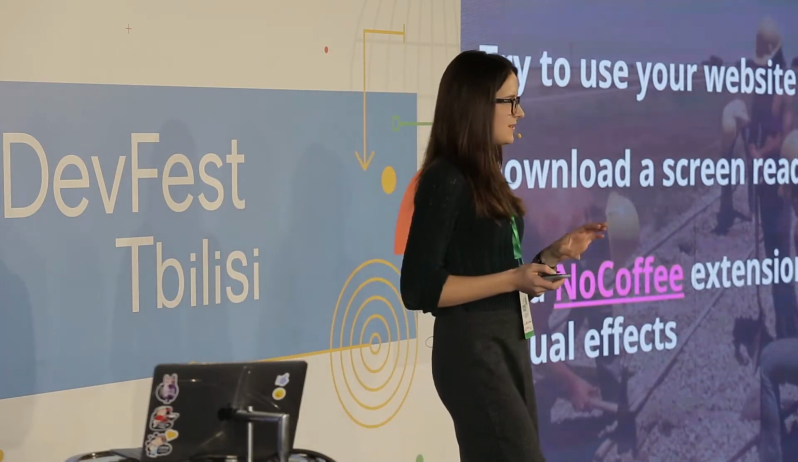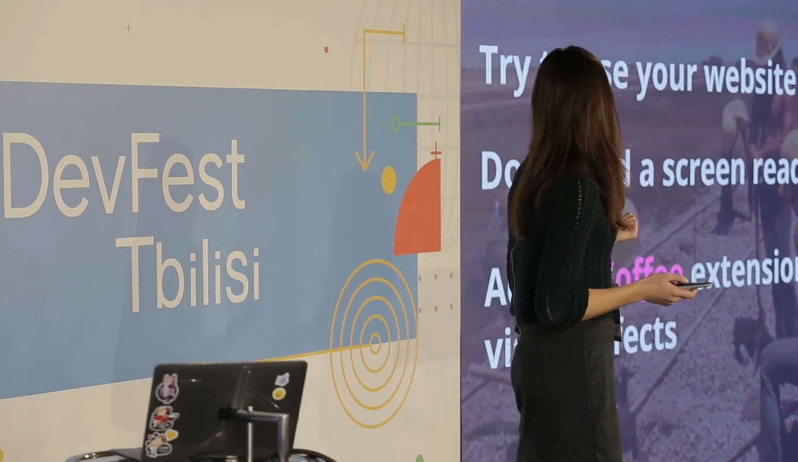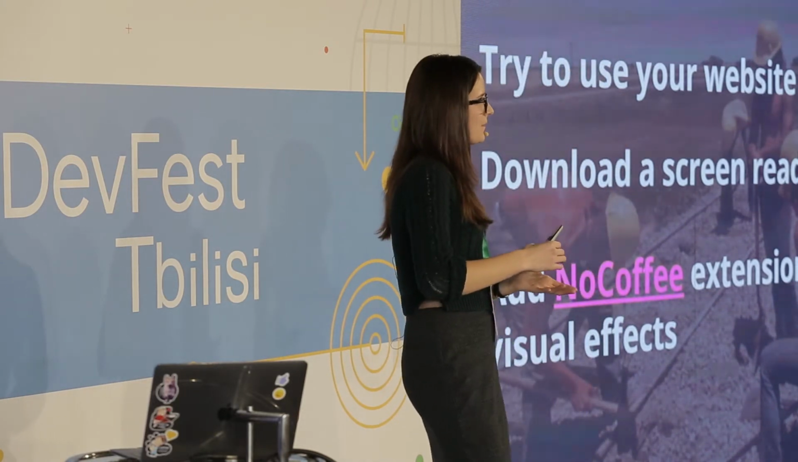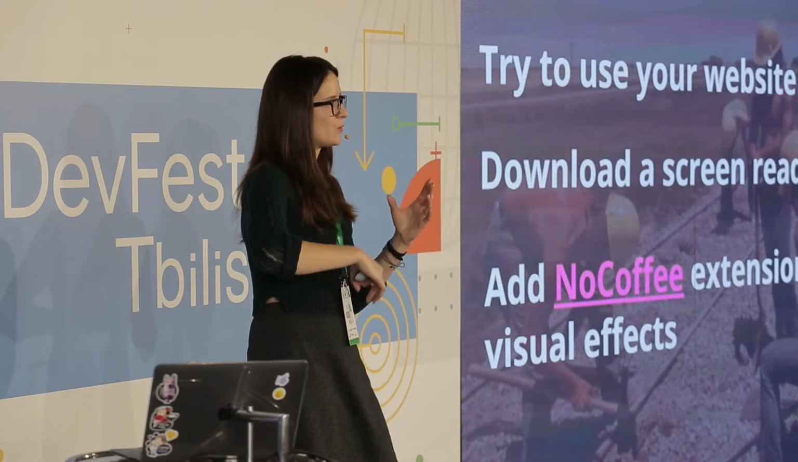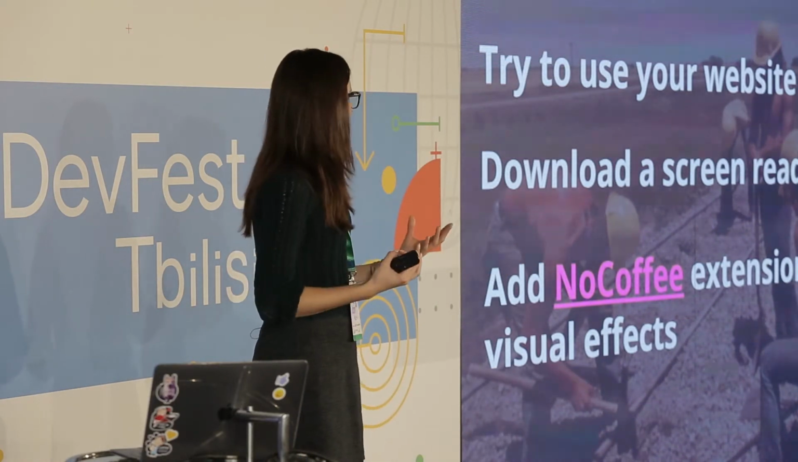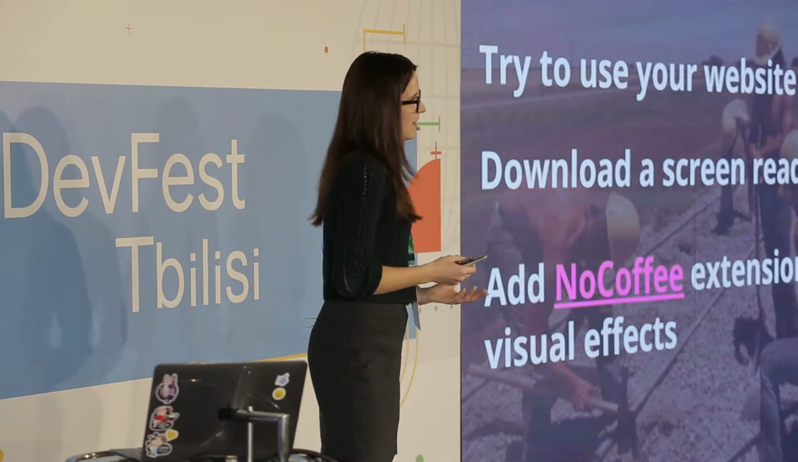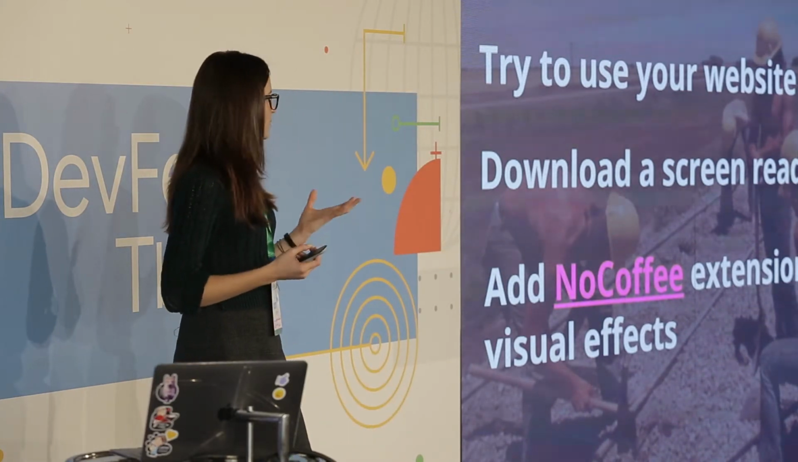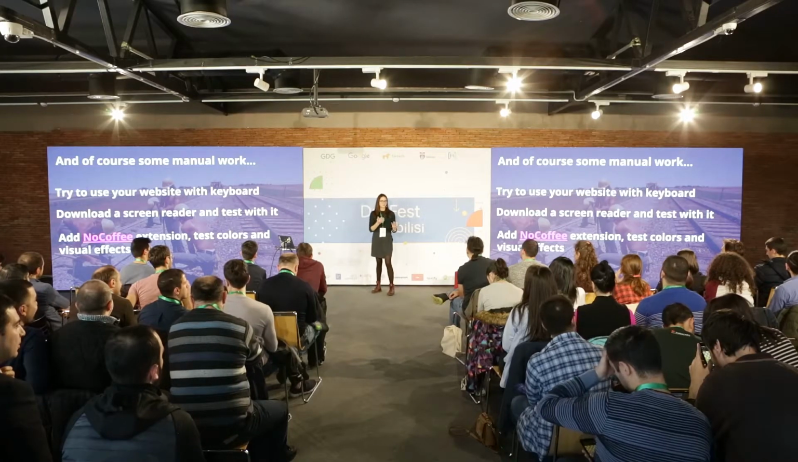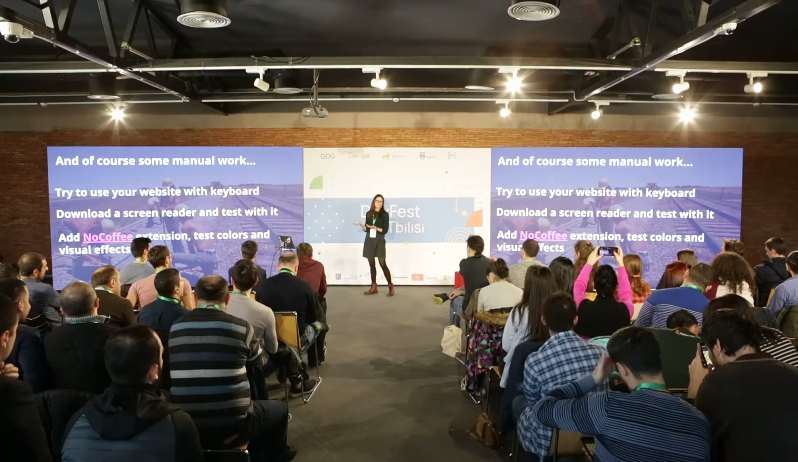Another thing, there is a very useful Chrome extension where you can actually test different visual effects, like blurriness, even color blindness. So this is a bunch of useful tools which let you pretend like you're disabled.